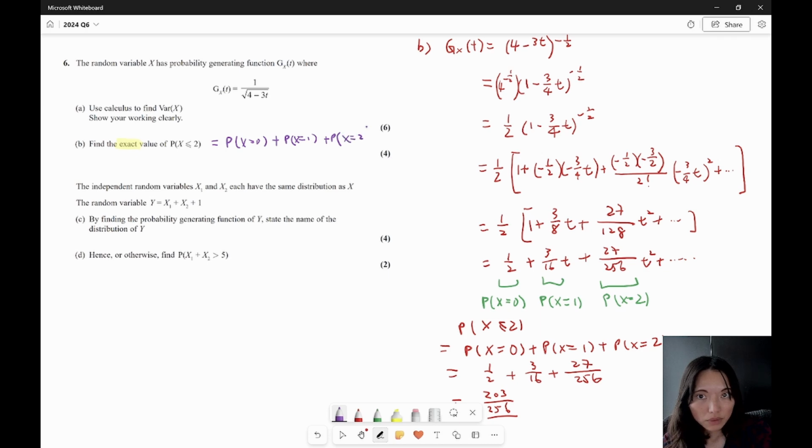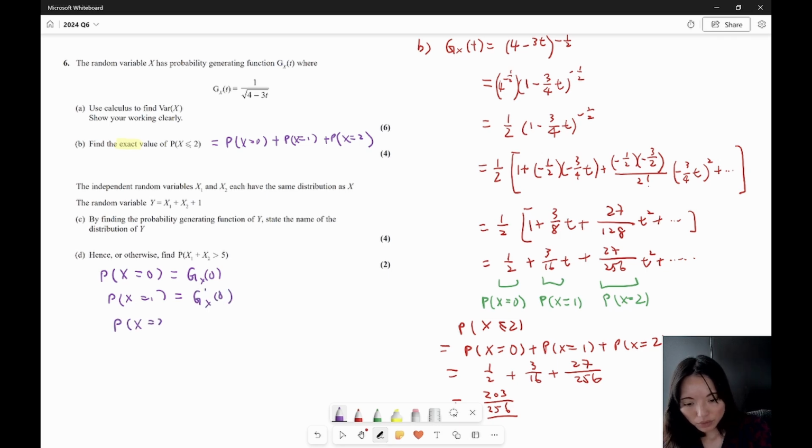X equals 2, this one. And then because we have the probability generating function, the neat thing is that probability of x equals 0 is simply g of 0. Probability of x equals 1 is g prime 0. Probability of x equals 2 is g double prime 0. You can actually work this out by differentiating your probability generating function repeatedly and then putting 0 in place of t. So you can do that in your own time.